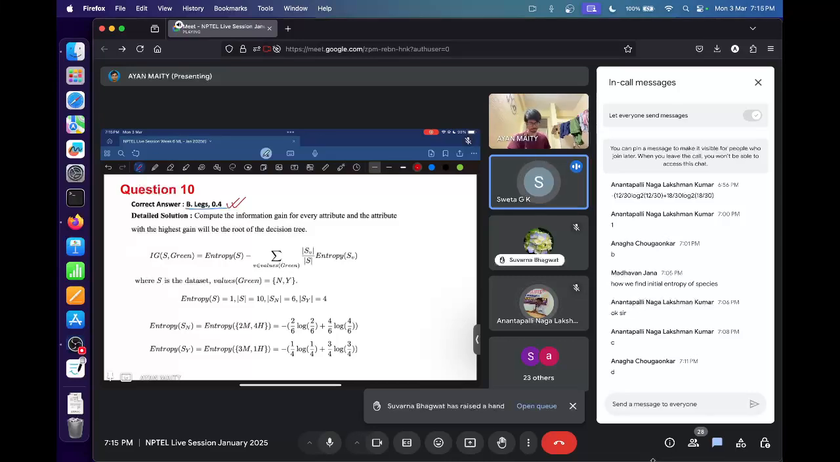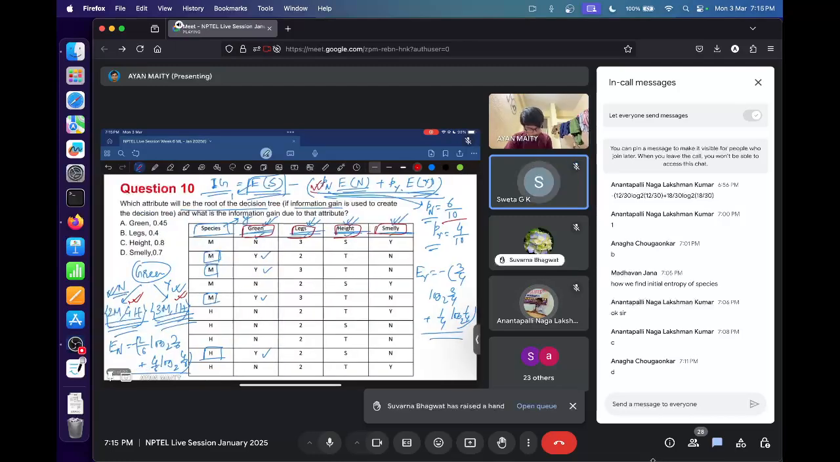So after calculating the entropy, we are substituting in the formula, sir. Yes, so all these values of EY and EN, you have to put in this information gain expression.